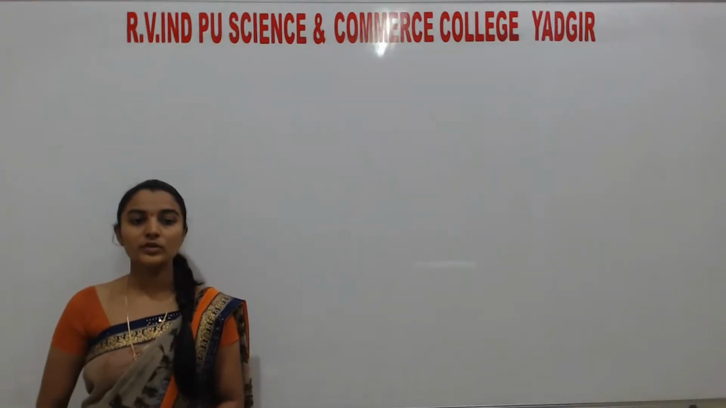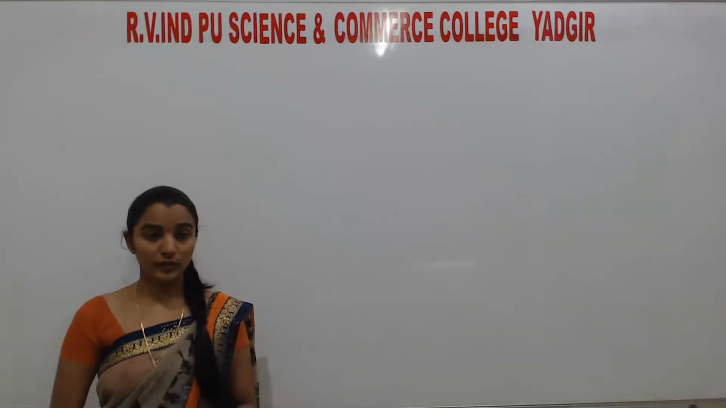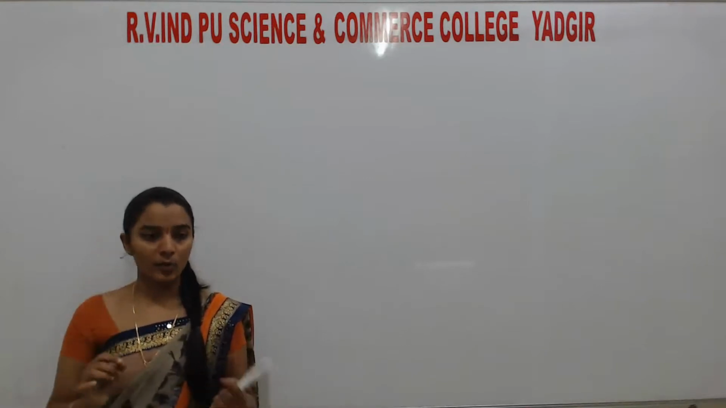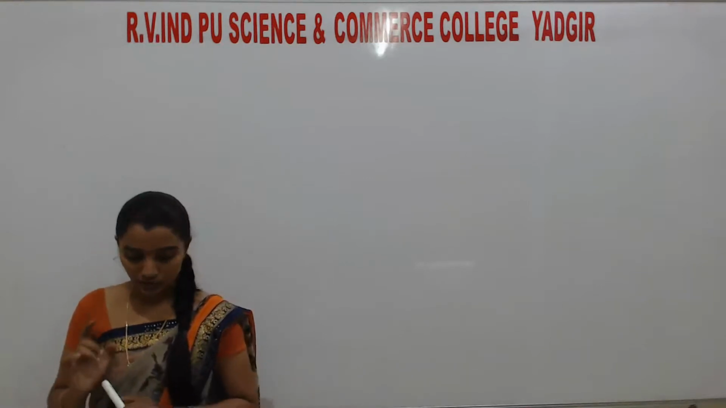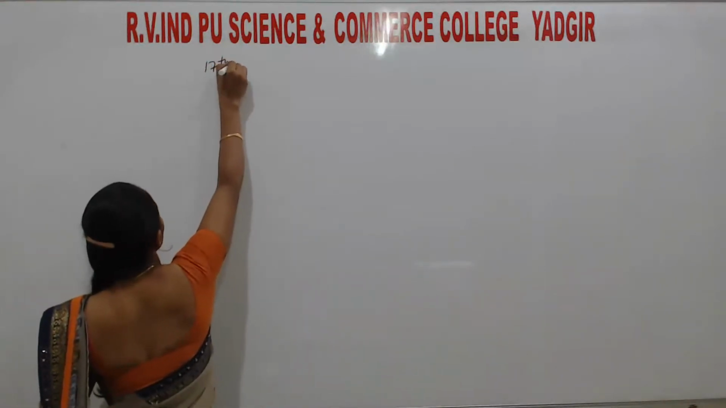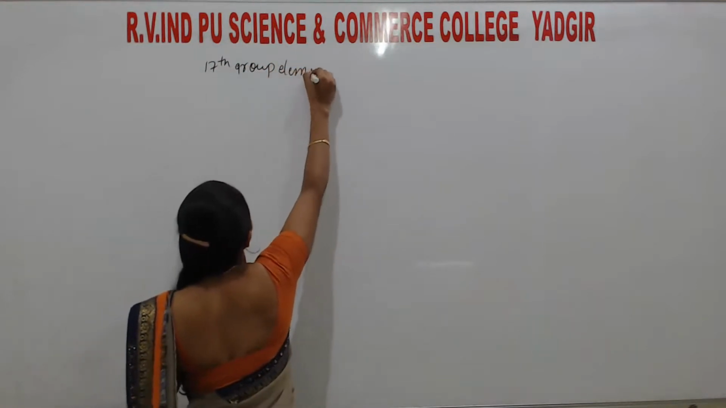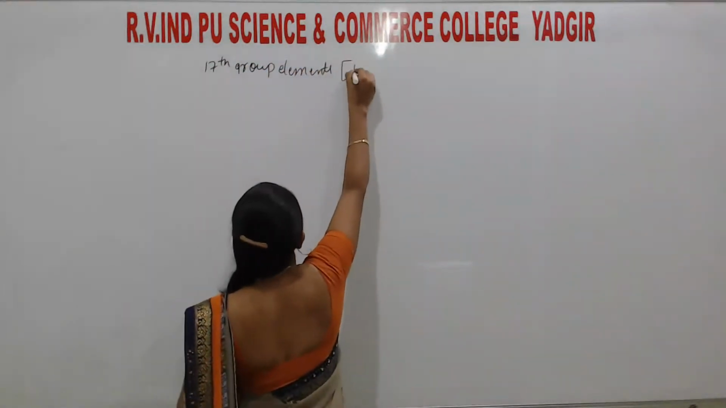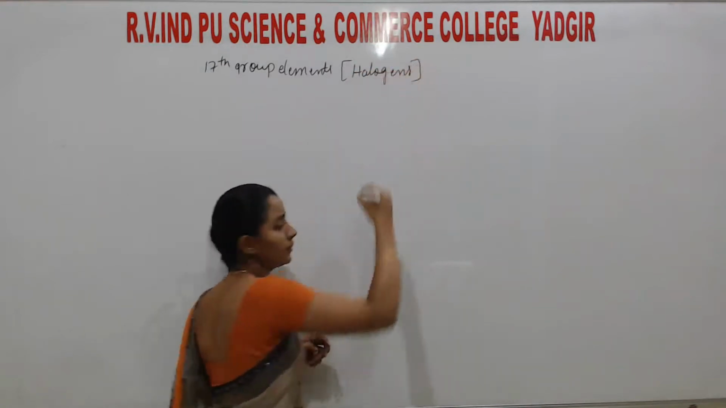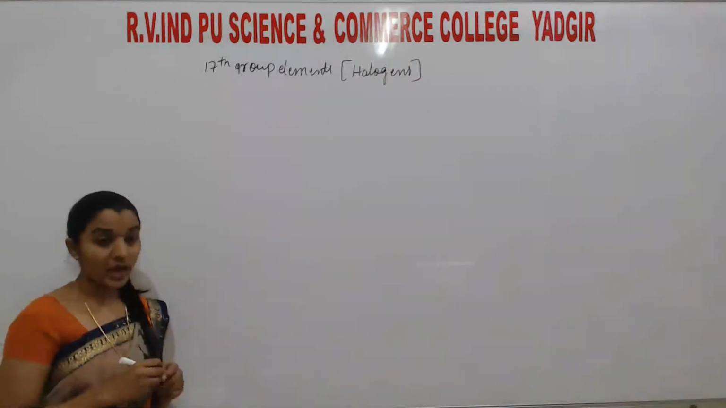Good afternoon, students. In the last class, we discussed the preparation of H2SO4 by the contact process, its flow chart, and its chemical and physical properties. In today's class, we are going to study the group 17 elements, called halogens.